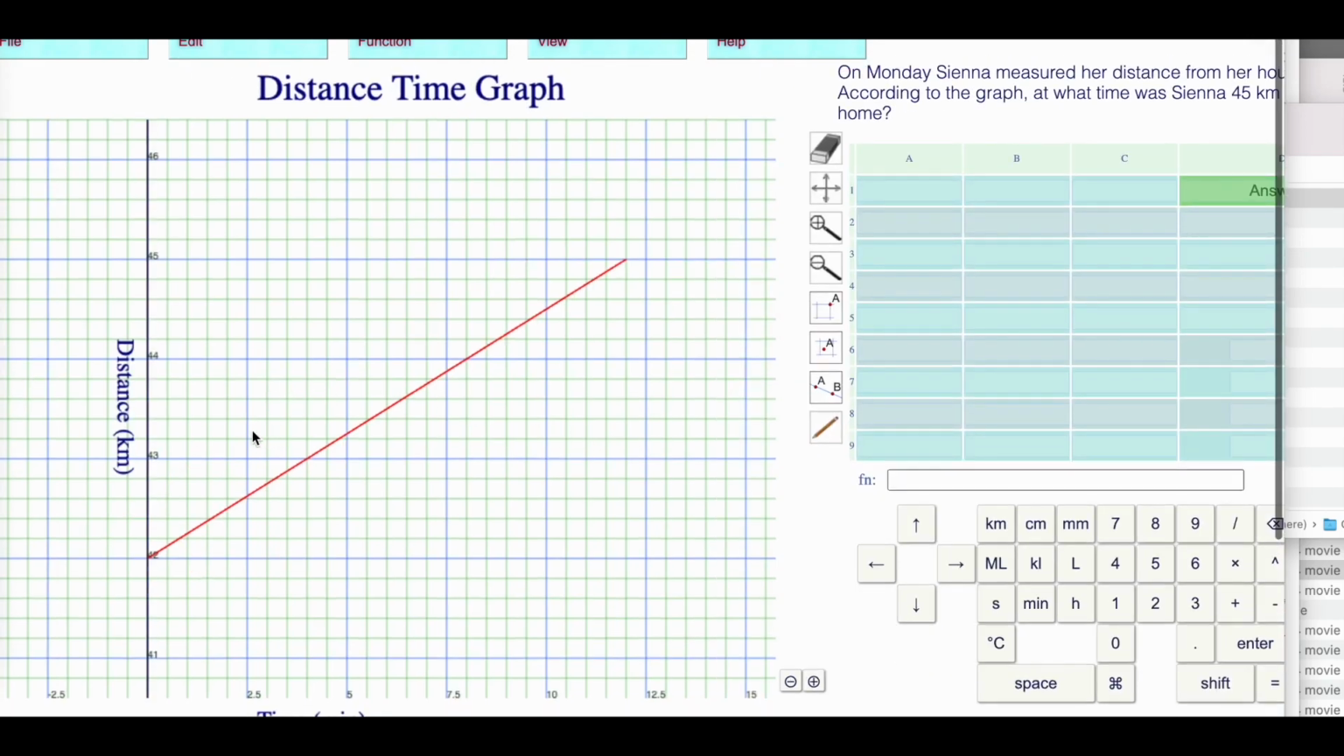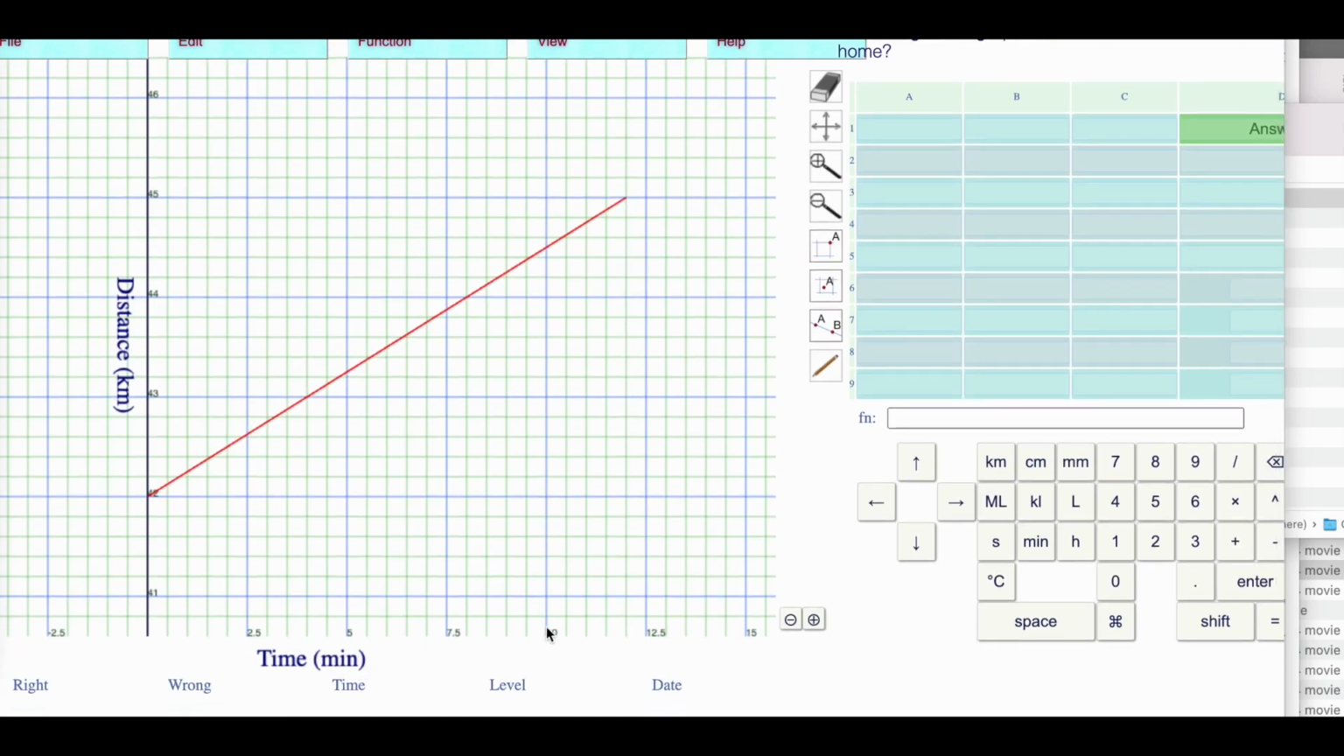We find the 45 kilometers right here and we move across until it reaches our graph, and then we read out what point that was at. Here we're at 10, here we're at 12.5. We went up by 0.5, so 10, 10.5, 11, 11.5, 12. That must be a 12.